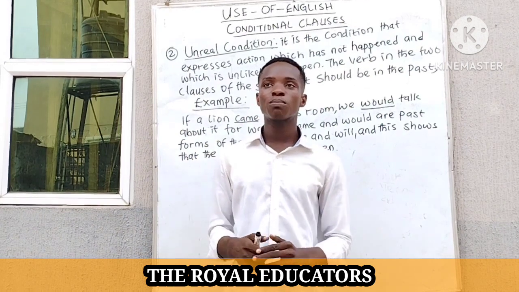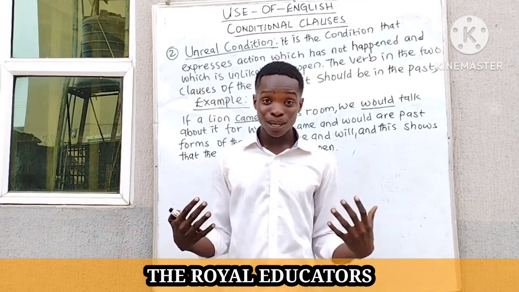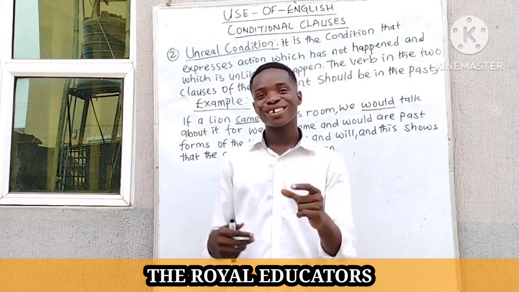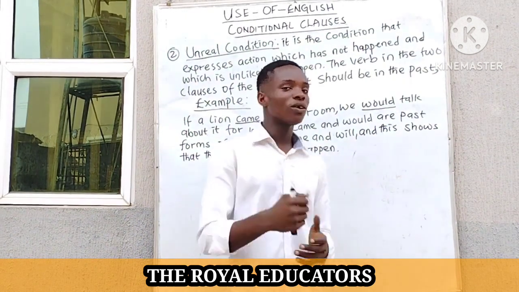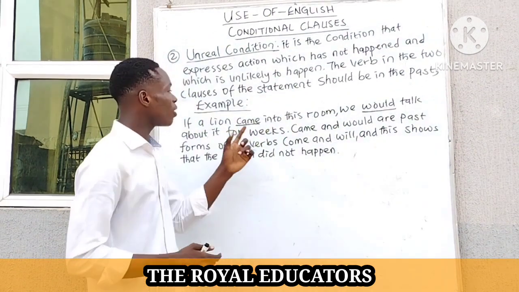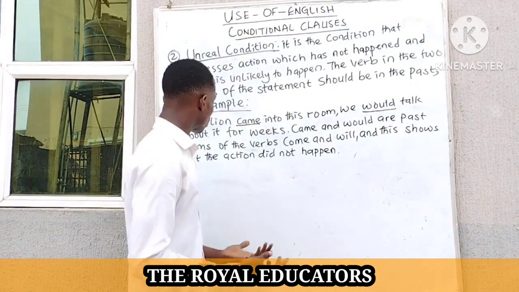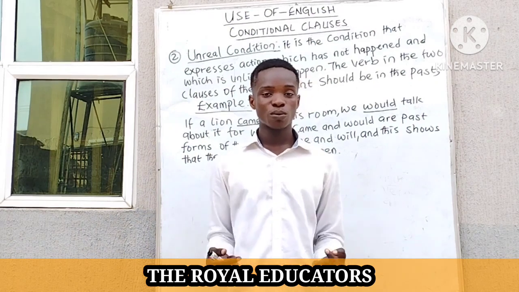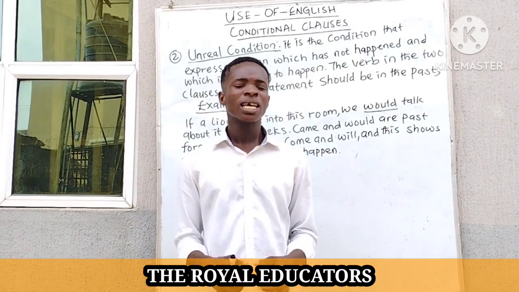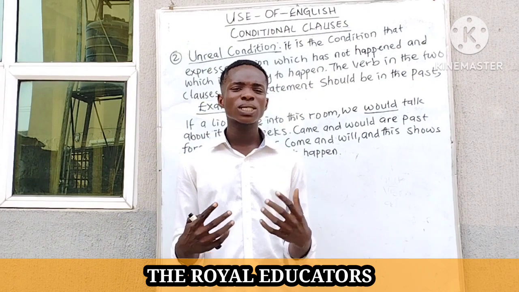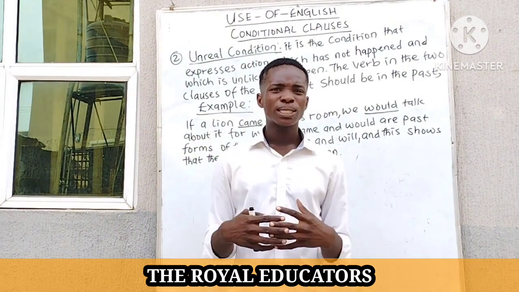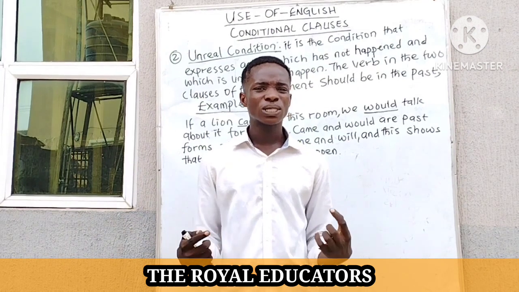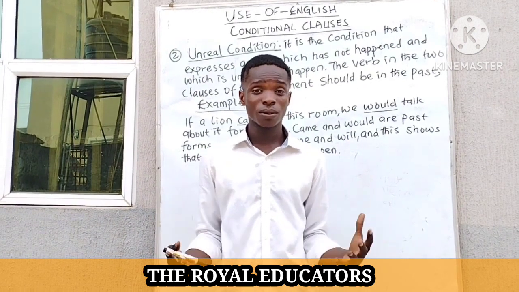Now we are going to check this unique example. The example sounds funny, actually. So if you think you can laugh, you laugh. Now look at the example we have: if a lion came into this room, we would talk about it for weeks. Think of this statement and discover that it's just an imagination. It's something that does not look real or seem likely to happen.